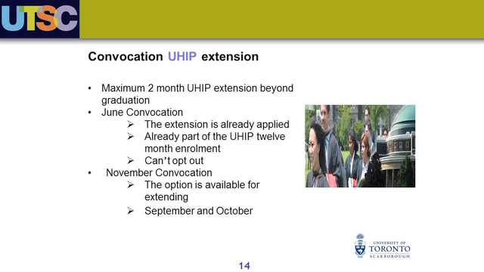Convocation UHIP extension. Once you graduate from U of T, there is actually a maximum 2-month UHIP extension for you. There are 2 categories though. One is June convocation. If you're convocating in June, the extension is already applied. What I mean by that is UHIP is a 12-month program starting from September 1st till the end of August of the following year. So if you're convocating in June, the next 2 months would be July and August, which are already part of the 12-month UHIP program. So there's no extension available, and you cannot opt out of these 2 months.